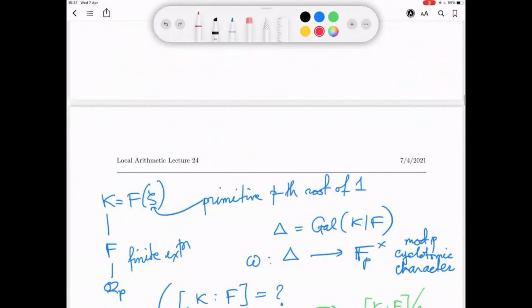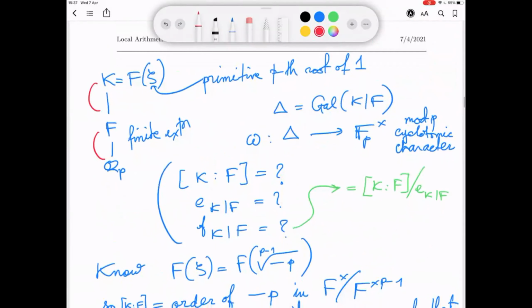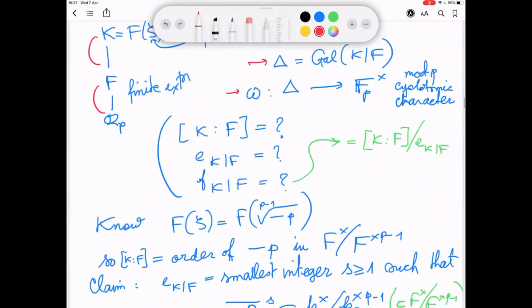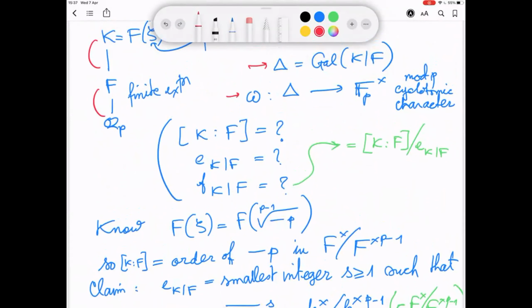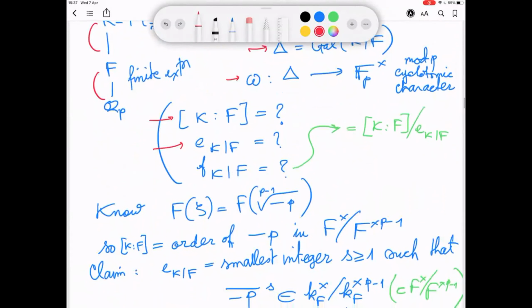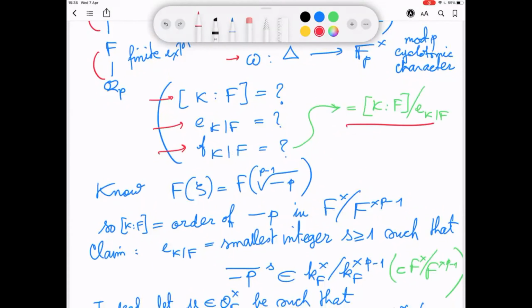Right, so I have my finite extension of QP, and then I adjoin a primitive pth root of unity to get K. I have the group delta, I have the cyclotomic character omega. So that's all there, but can we determine what is the degree of K over F? What is the ramification index? What is the residual degree? Of course, the residual degree is going to be the degree divided by the ramification index. So we just need to find out these two things in order to find out what the three things are.